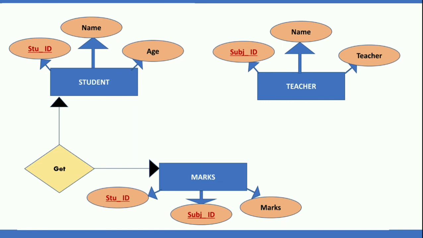Since there is a relationship, we have to draw this rhombus diagram. Similarly, in the teacher entity, we have the key attribute subject ID. That key attribute is copied and pasted in the marks entity. So there is a relationship. And what is the relationship between these two entities? Marks are maintained by teachers. Yes, we have completed the ER diagram. It is simple and easy.